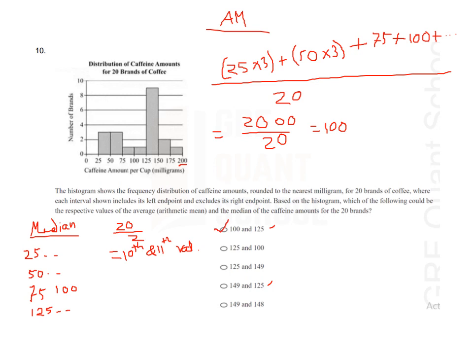So the arithmetic mean is yet to be found. To find out the arithmetic mean, we will need to use the formula of weighted average, that is 25 times 3 plus 50 times 3 in this way, and we will divide it by 20. So the arithmetic mean will be 100. So the correct answer will be option A, that is 100, and the median will be 125.